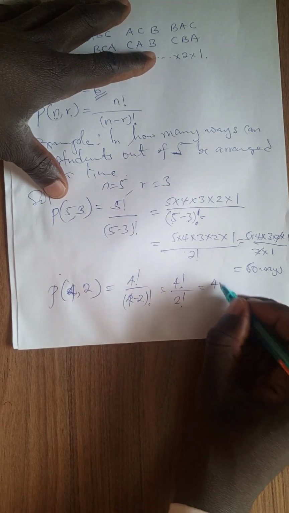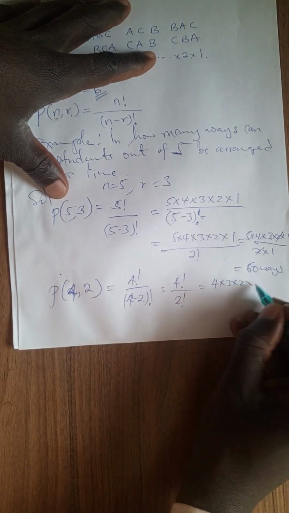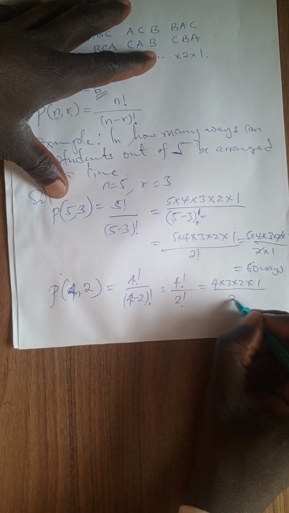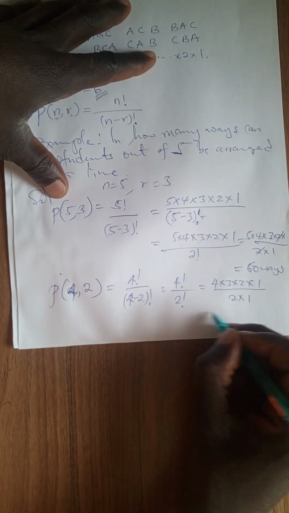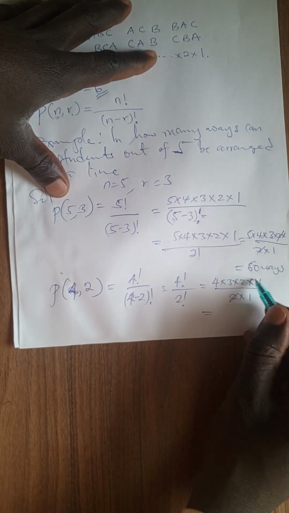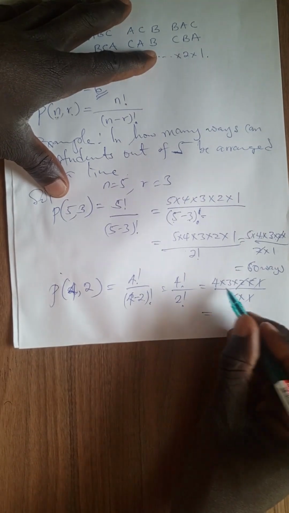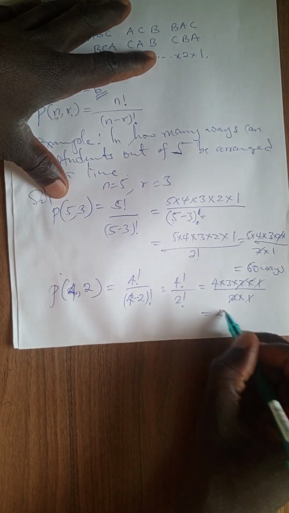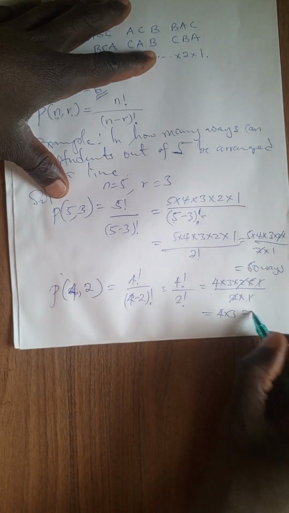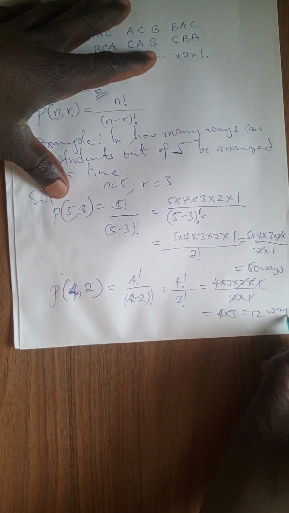And this is equal to 4 times 3 times 2 times 1 over 2 times 1. So the 2 will cancel the 2, and the 1 will go with the 1. We have 4 times 3, and the answer is 12. So you are doing this in 12 ways.